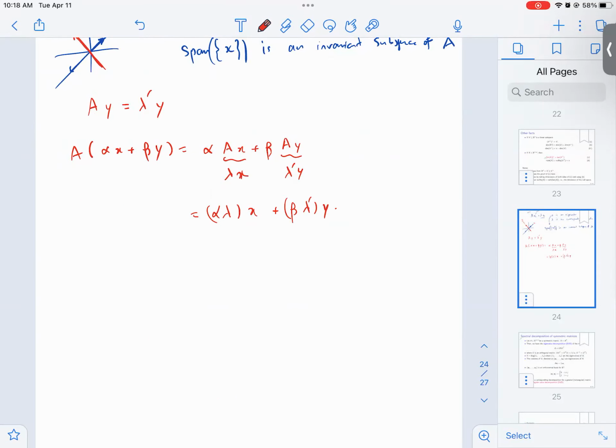If I know the representation of a particular vector in the basis, let's say x and y are a basis, linearly independent, then every vector in R2 can be written as a linear combination. Now, if I know these coefficients, I know what A does to it, because it just scales one coefficient by lambda and the other coefficient by lambda prime. So I get a new linear combination.